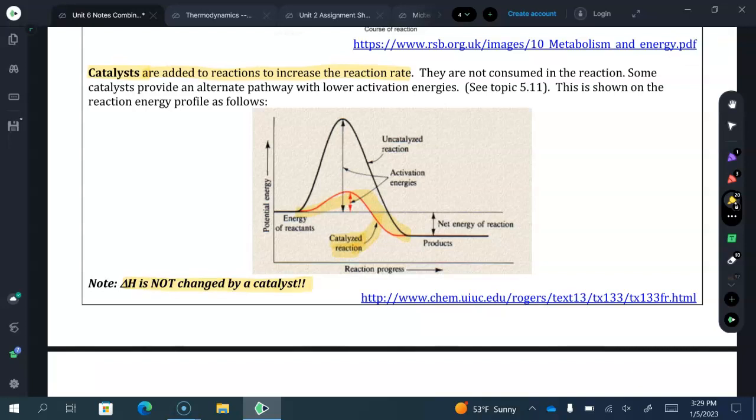So adding the catalyst, the energies for your reactants and products are still going to be the same. So your net energy will not change. The only thing that changes is the activation energy and thus your rate of reaction.